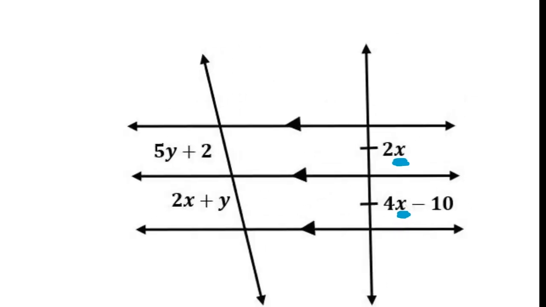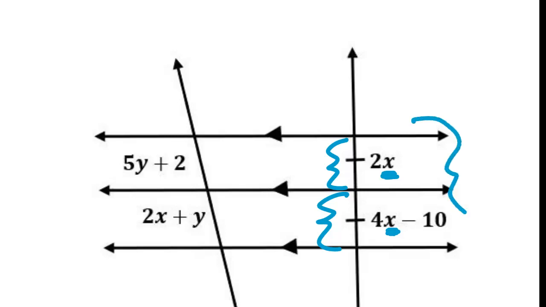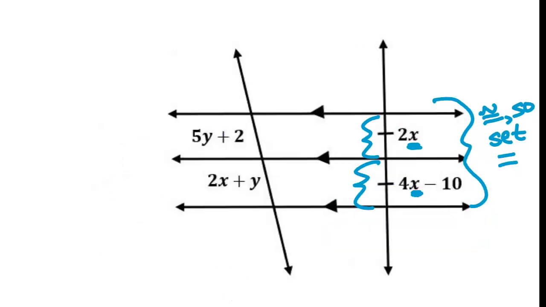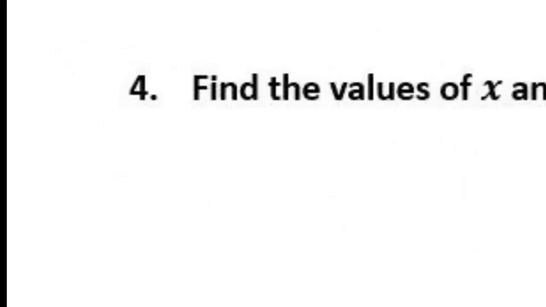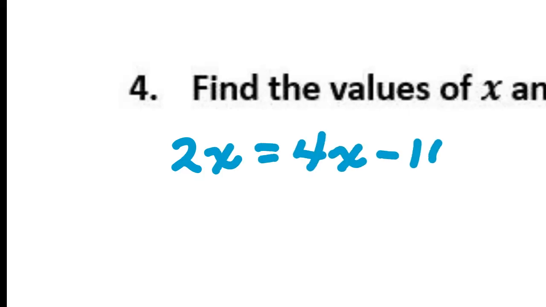And I noticed something about these 2 segments. The one marked 2x has this 1 congruence mark on it right here. And the one marked 4x minus 10 has a congruence mark on it there. What do we do with things that are congruent? Set them equal. These are congruent, so we're going to set them equal. So I would have 2x equals 4x minus 10.